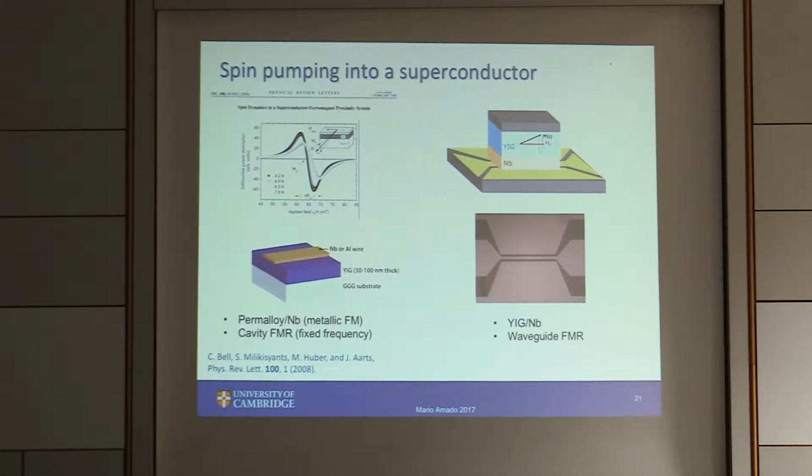Some of the studies that triggered our interest were this old work in the group of Jan Aarts, which is, if I remember well, just permalloy and niobium. From FMR against the magnetic field, at different temperatures, you can extract the spin pumping into the superconductor. These are our typical waveguides. What we just create is a straight line of gold on top of our niobium YIG, or on our YIG, and with this we can study FMR at room temperature and down to 4 Kelvin.